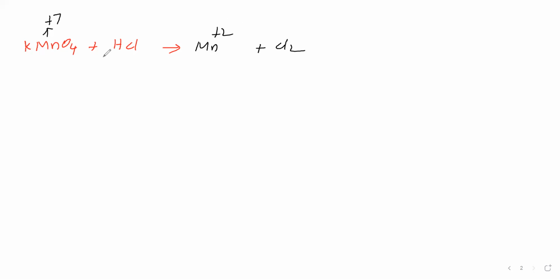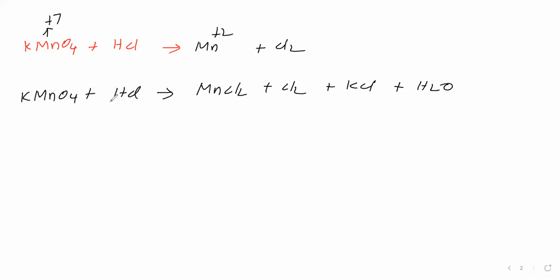So potassium permanganate on treating with HCl gives Cl2. Mn plus 2 takes Cl minus and becomes MnCl2. K plus takes Cl minus and becomes KCl. Oxygen and hydrogen become water. Now we write the reaction: KMnO4 2 times, HCl 16 times, giving KCl 2 times, MnCl2 2 times, water 8 times, Cl2 5 times. We have balanced the equation.